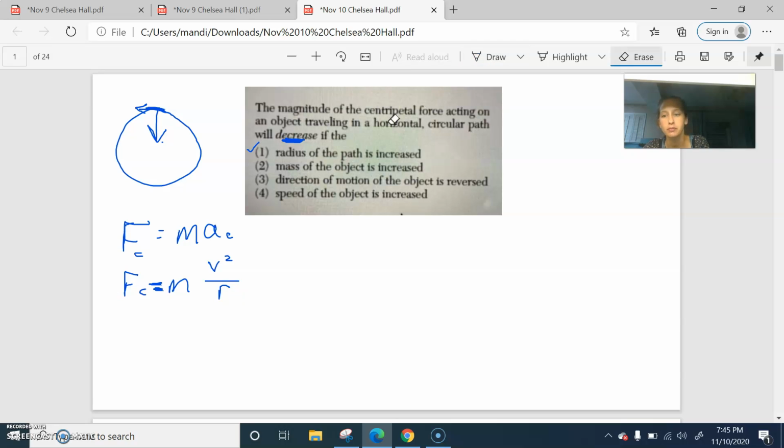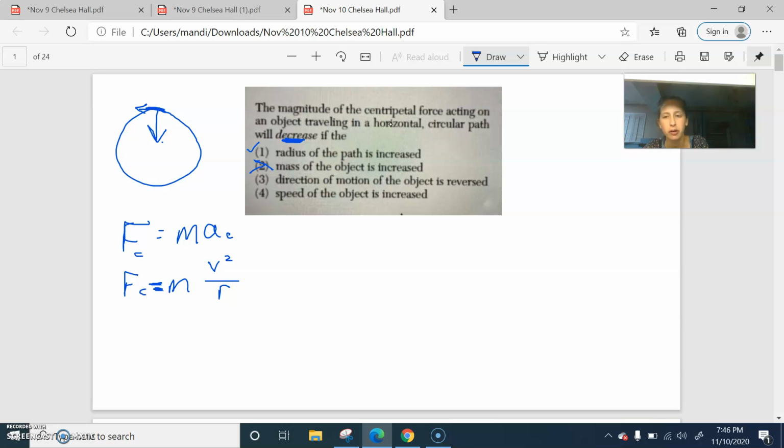What if we increase the mass? Well, if you increase the mass, that increases this thing. So if we increase the mass, now we have to increase the centripetal force to keep our equal sign true. So that's not true. That's like if you multiply one side by 2, you have to multiply the other side by 2.